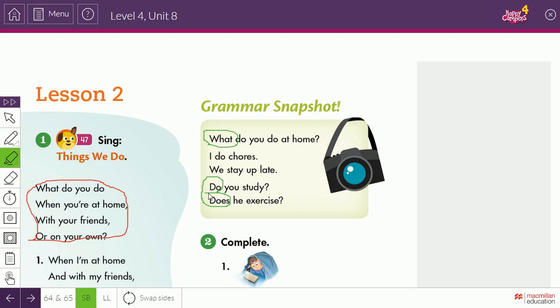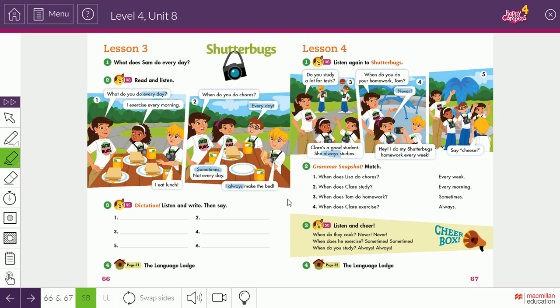Then we moved to yes or no questions. The answer is very short. Do you study? Yes. Does he exercise? No. You see the difference between WH and yes or no? The answer to a WH question is very long. It has details, but the answer here is very short. Yes, no. Then we moved to lesson 3.